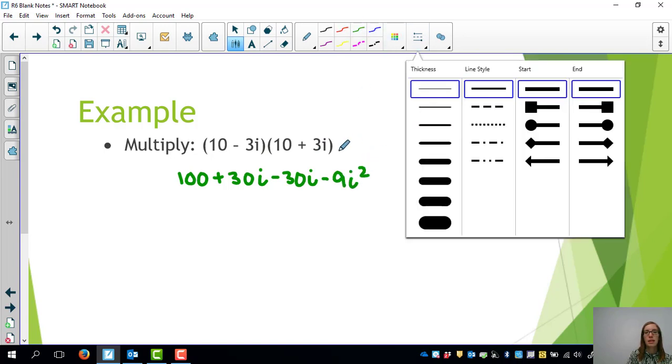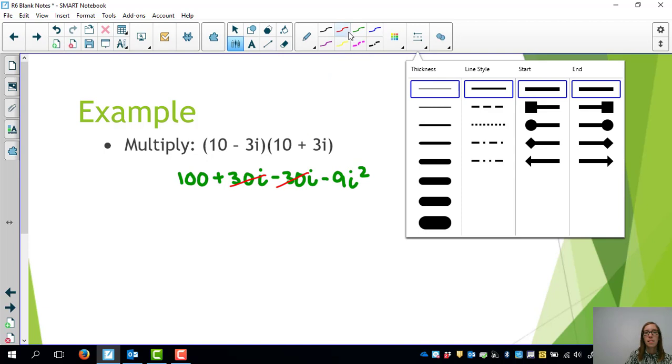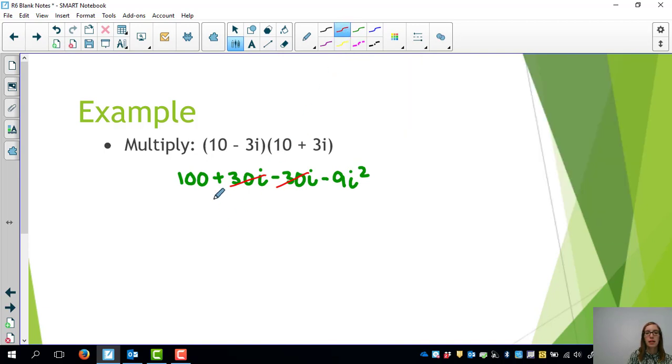So what's going to happen here is 30i and -30i are going to cancel. And then we're left with 100 minus 9i squared. But we're not finished.